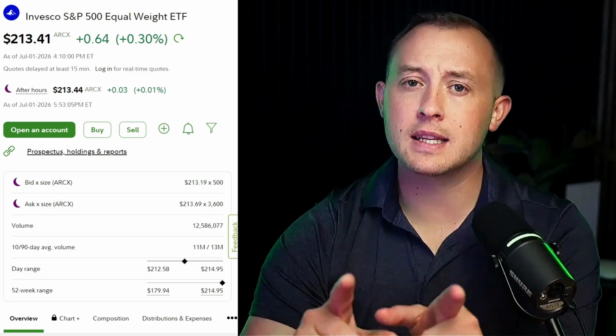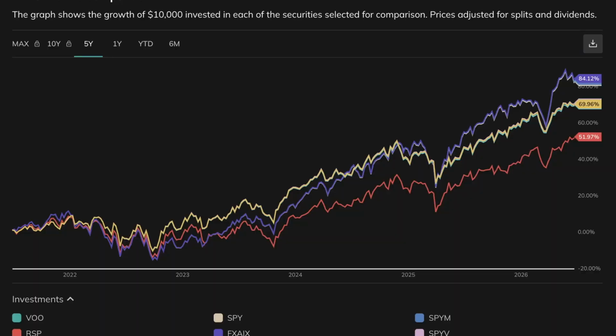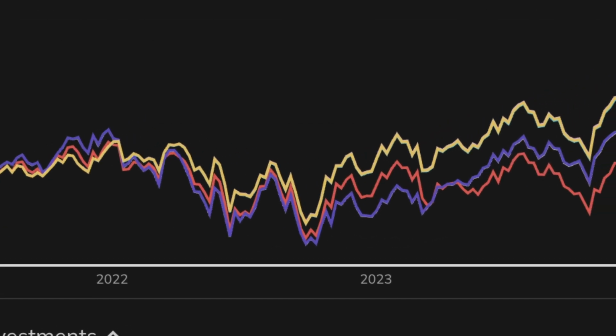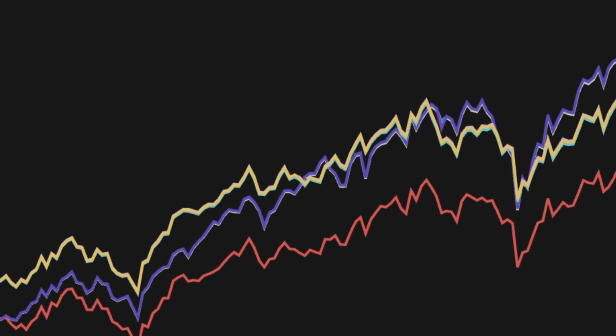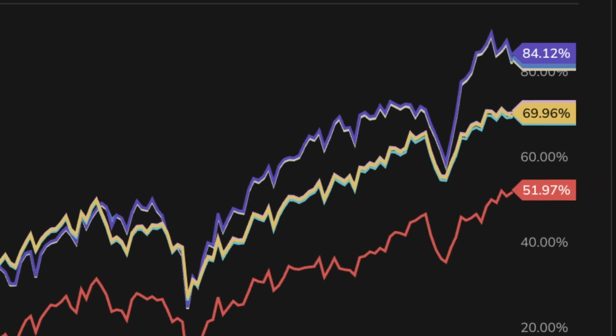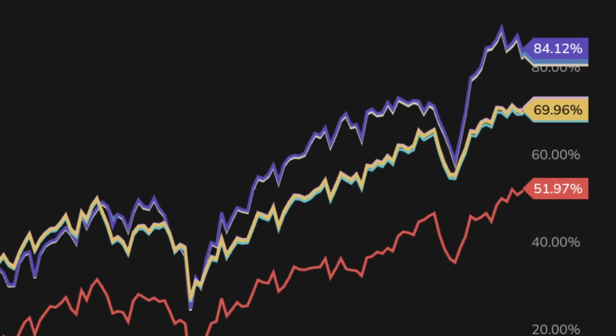Now let's look at this graph comparing all of these funds. If you look at the graph, you can see similar patterns in these funds. The purple line shows the market cap related fund returns, the yellow line shows the value weighted funds, and the red line is the equal weighted fund, RSP. So you can see the peaks and troughs of the value and equal weighted funds are less extreme or volatile, but also lead to lower returns over the long term.